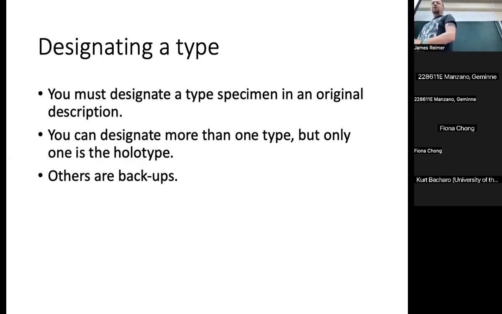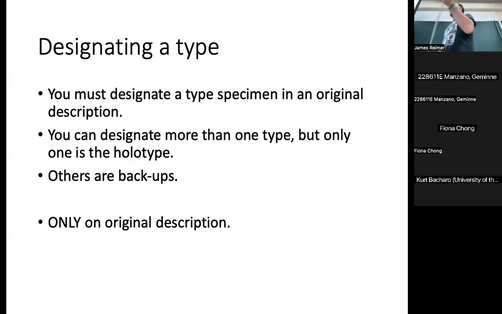Okay. So usually, designating a type is only done in an original description. Now, in the past, taxonomy was different, and I'm going to talk about that after. So now, for all of you, in 2024, if you describe a species in your paper, you need to say, this is the type. And the different types are what we're going to talk about.